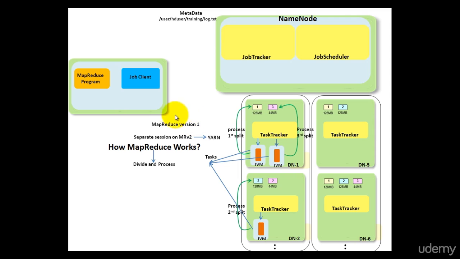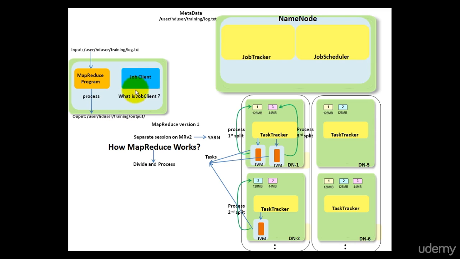Consider a MapReduce program. This program takes a log.txt file as input, and then it processes the data in this file, and finally it produces some output. So for any MapReduce program, you need to specify the input path and output path. I have also specified a job client here.